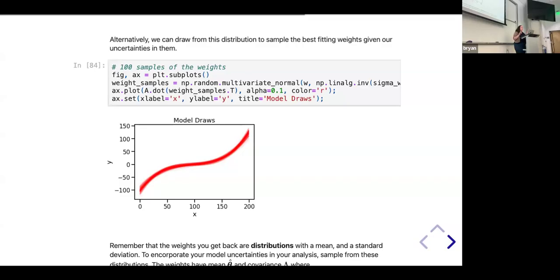Remember, when you get back these weights, they're not single values really, they are distributions. They have a mean, and when you do your OLS, GLS, WLS equation, you're getting back the mean, and then when you invert AT.A, you're getting back the inverse variance.